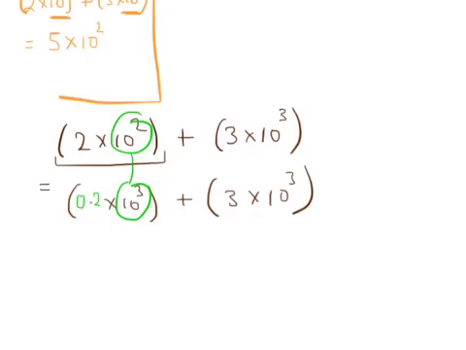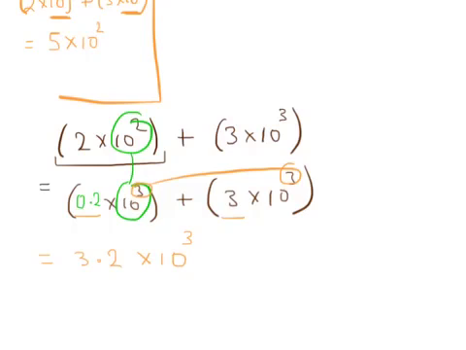Now, the point of doing that, of course, remember, is to make these powers the same. And they are now, they're both 3. So I can simply add these numbers together. So this is equal to 0.2 add 3 is 3.2, and then times 10 to the 3. So I just need to check, is that in standard form? This last number, yes it is. This number to the left of the decimal place is between 1 and 9, so we're in standard form.